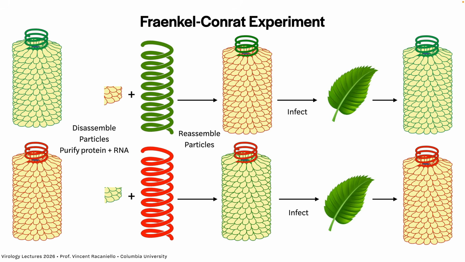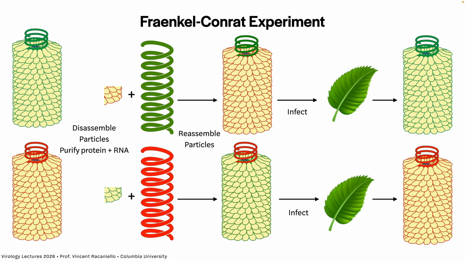So he had two different strains of tobacco mosaic virus, which he could distinguish. You could distinguish the proteins of these strains. And we'll call them green and red for simplicity here. So what he did is he purified the green RNA and the red RNA, and he purified the red protein and the green protein, and mixed them together. So he mixed red protein with green RNA and green protein with red RNA. He assembled particles.